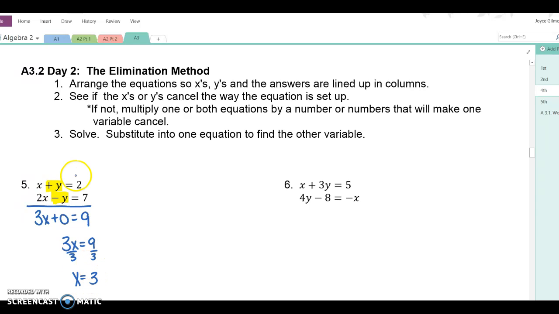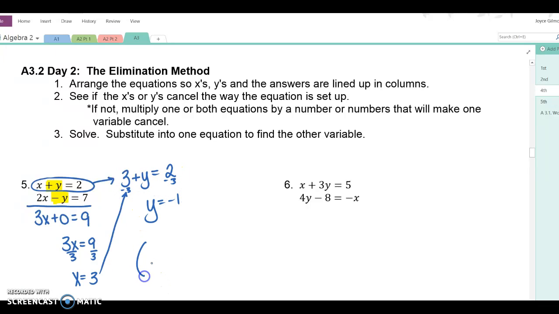Once we know that x is 3, pick one of your equations. And be strategically lazy. If you don't want to have to deal with minus y, don't deal with minus y. Pick the equation that doesn't have that. So pick this equation, and we know that x is 3. So we can plug that 3 in place of the x. So y equals -1. The solution to this system is the ordered pair (3, -1).